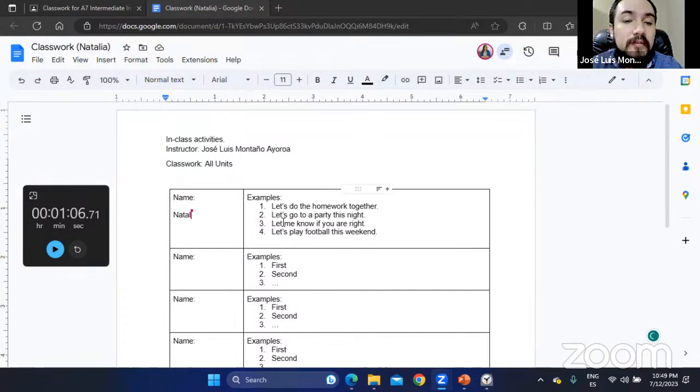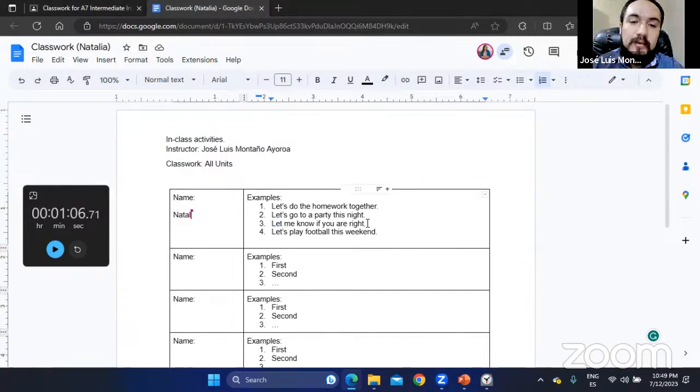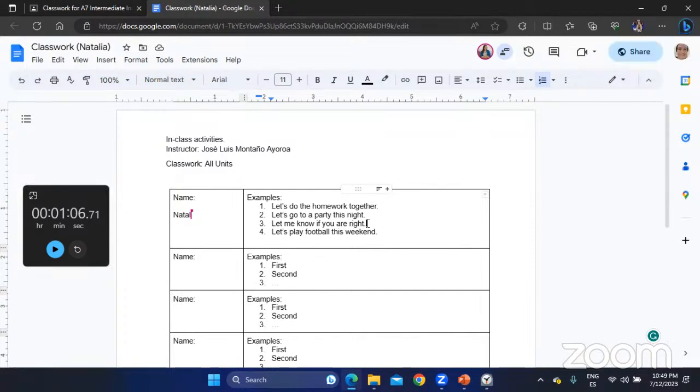But number 3, if you realize, that's not a suggestion, right? Here, let is a verb. This is imperative, like asking for permission, right? You let me know if you are right. Okay, so this is not a suggestion. A suggestion has to be for both of us. This is imperative, again, only for you.